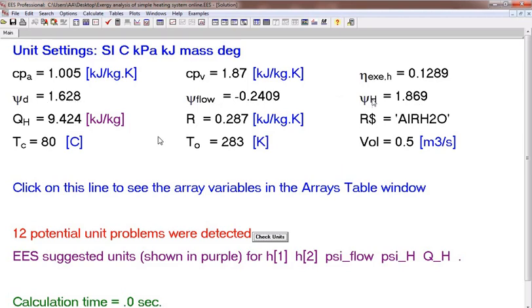1.628. This is the first example in the exergy analysis of HVAC system, and I will give you the second example about the mass transfer. Thank you very much.